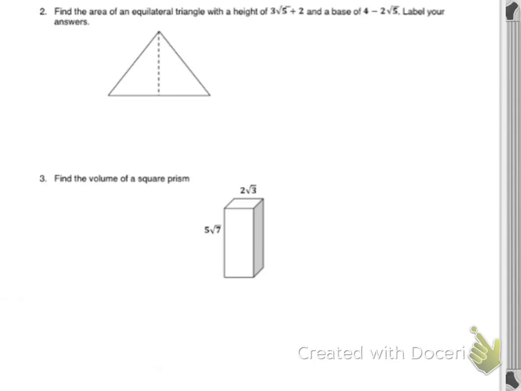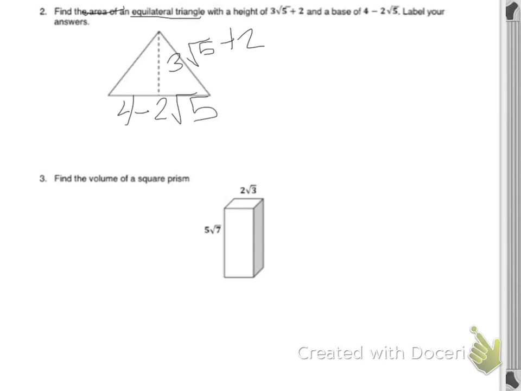Now we're going to move on to number 2, and it says, find the area of an equilateral triangle with a height of 3 square root of 5 plus 2 and a base of 4 minus 2 square root of 5. We're going to label our height as 3 square root of 5 plus 2. And our base is 4 minus 2 square root of 5.